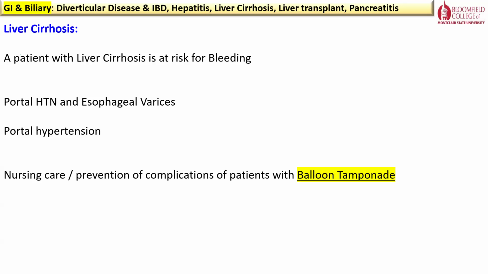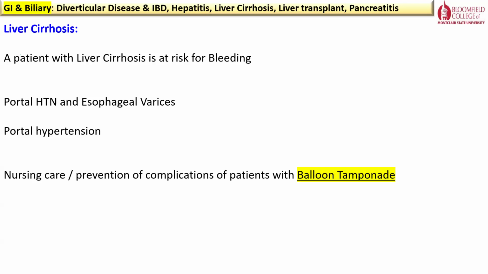Now, the patient will have an intervention with a balloon, one of which is the Sengstaken-Blakemore tube, which has two balloons, one for the esophagus and one for the stomach, and it will create pressure against the esophagus and will stop the bleeding.